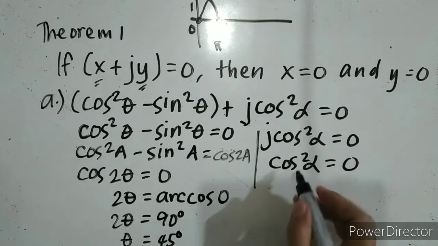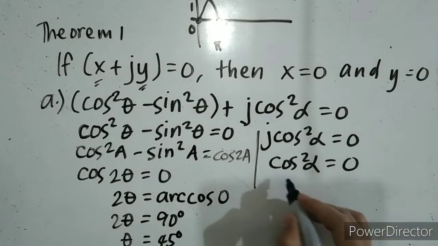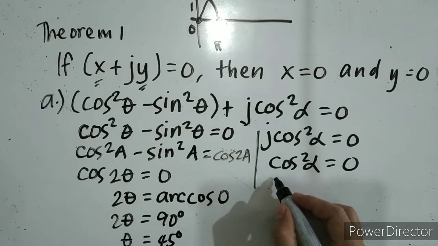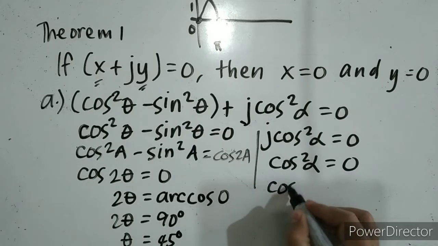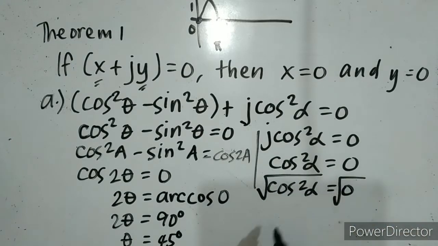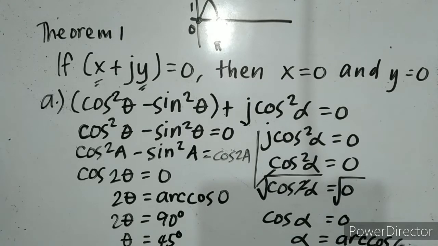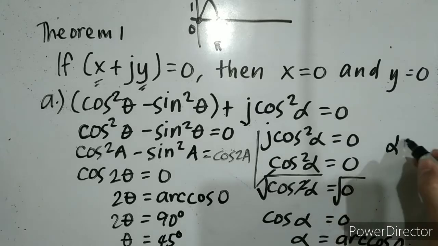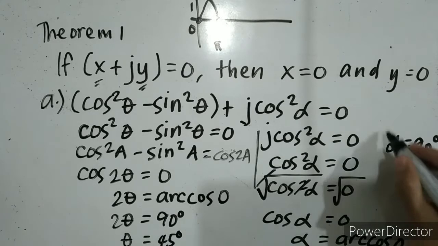Here, what we have is cosine squared alpha equals 0. We take the square root of both sides. The square root cancels the square, and the square root of 0 is 0. So this is cosine of alpha. Alpha now is equal to arc cosine of 0, which once again is 90 degrees. So alpha is equal to 90 degrees.